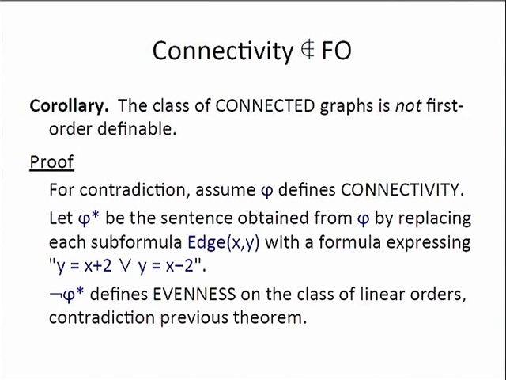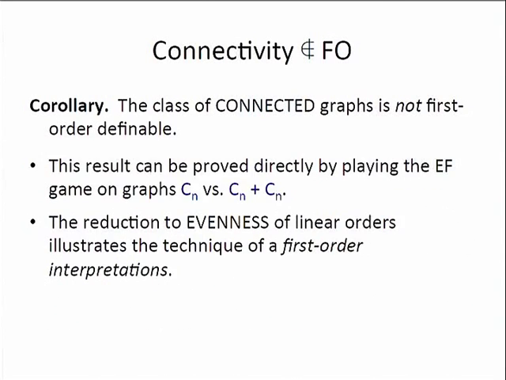So phi is a sentence in the language of graphs, but this phi star that we've translated it into is now a sentence about linear orders. And the observation is that the negation of this phi star is defining evenness on the class of linear orders, which we just showed previously is impossible.